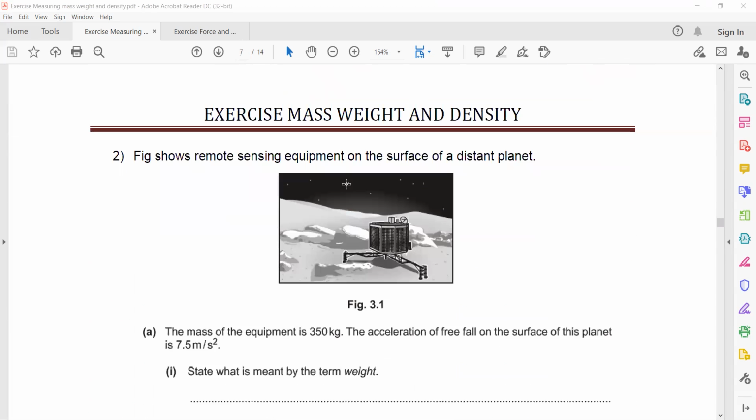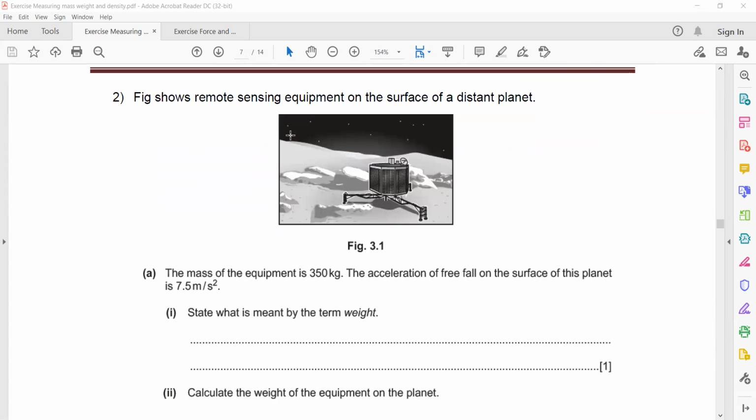Moving on to the next question. The figure shows a remote sensing equipment. When we want to investigate or gather information from different planets, we send a remote sensing equipment on the surface of a distant planet. Like there's a planet which is far away from us and we send this equipment.